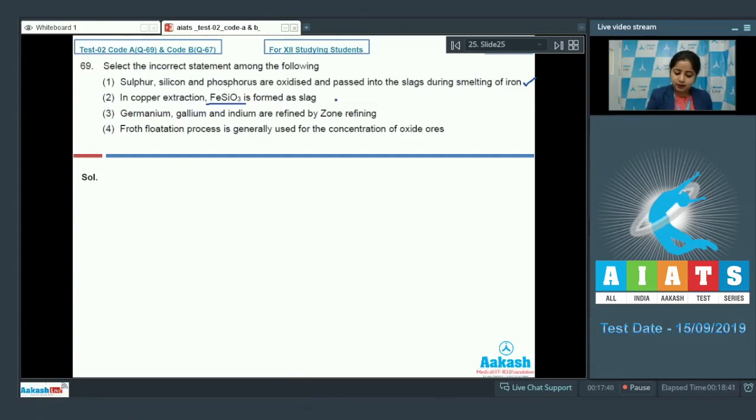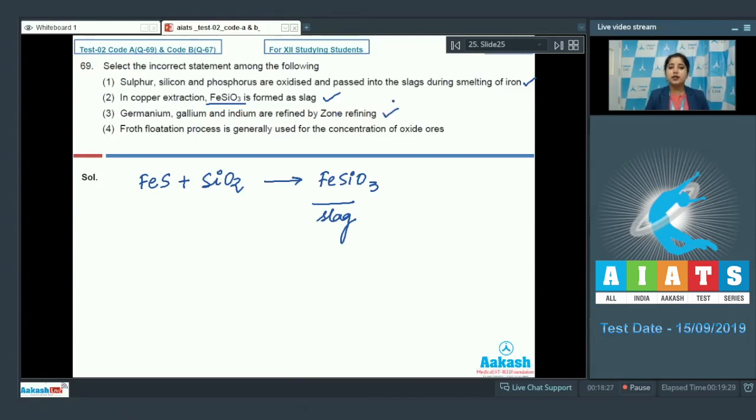This is again correct, as copper pyrites has impurity FeS, which combines with SiO2 to form FeSiO3 slag. The next is germanium, gallium, indium are refined by zone refining. Yes, this is also correct. Zone refining is a process of refining used for semiconducting elements.